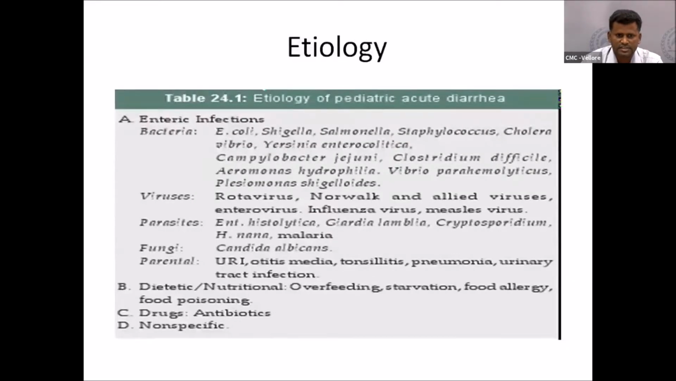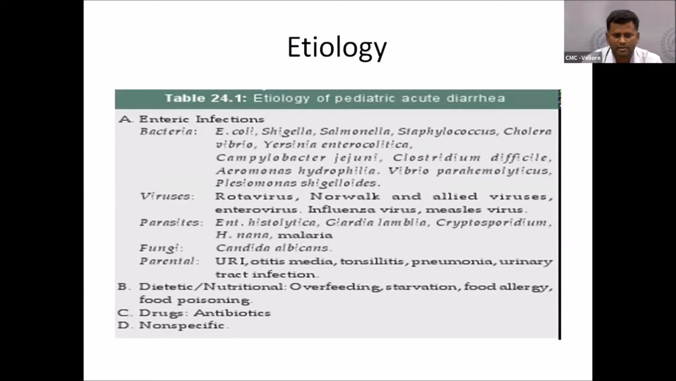So the etiology, as you all know, for acute diarrhea, infection is the main cause. Bacterial infections like E. coli, Shigella, Salmonella, cholera, Campylobacter, Clostridium are bacterial causes for diarrhea, and viral causes are most common in children. They are rotavirus, Norwalk, and other enteroviruses, and parasites like Entamoeba histolytica, Giardia, Cryptosporidium, and fungal causes are there.